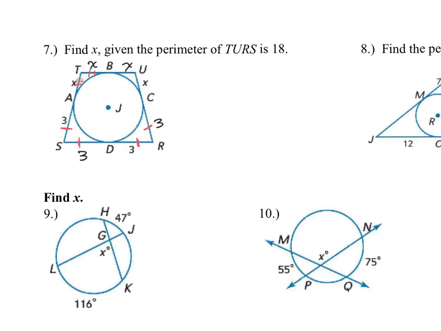Add all these together. Let's see, x plus x plus x plus x would be 4x, and then 3 plus 3 plus 3 plus 3 is 12, so we would just say 4x plus 12 is equal to 18, and then you can solve for x.